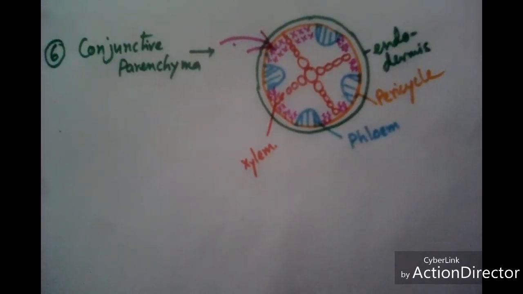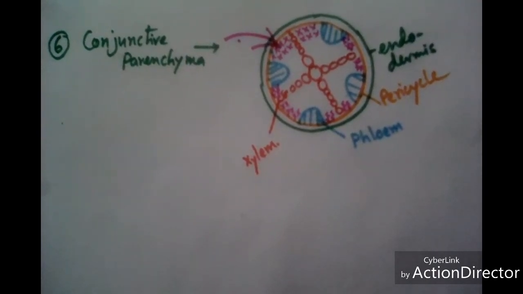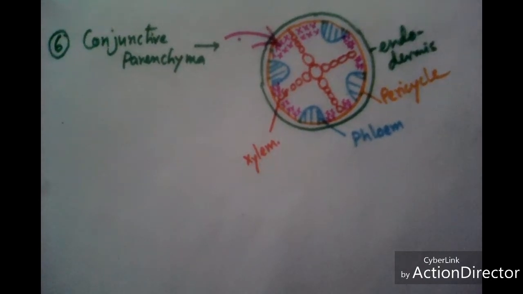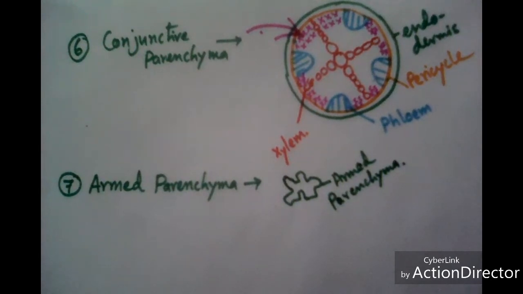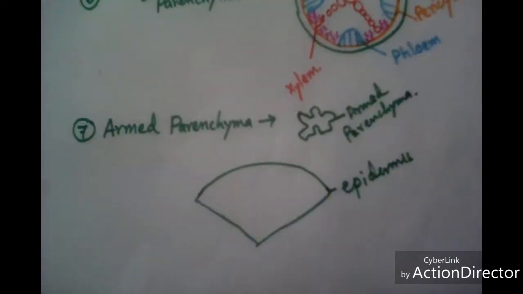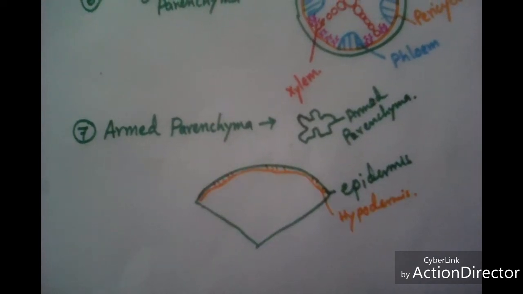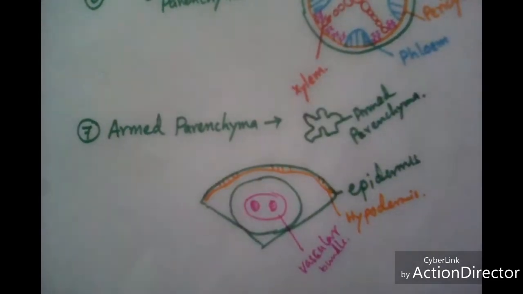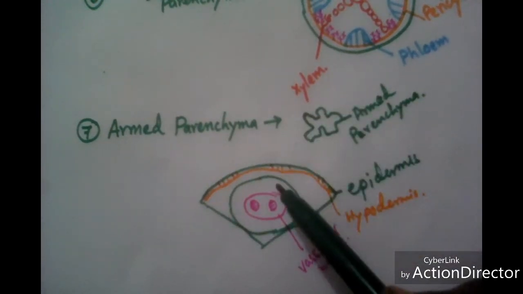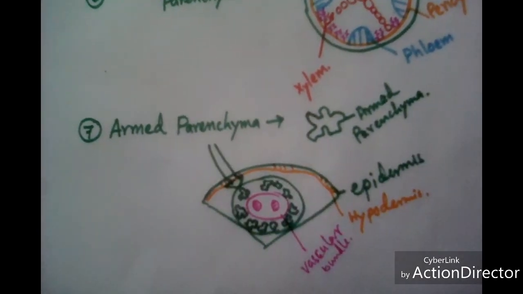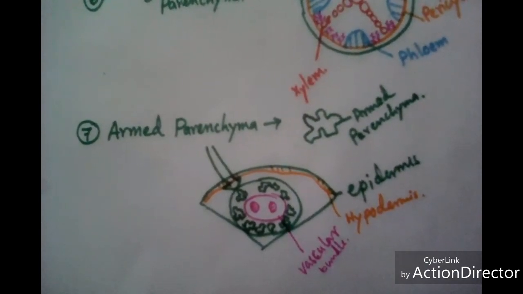Now another type of parenchymatous cell, armed parenchyma. When parenchyma contains arms, that means star-shaped parenchymatous cells, it is called arm parenchyma. This type of parenchyma is present in the mesophyll cells of the pinus leaf. We know in the pinus leaf, this is the epidermis. After the epidermis, the hypodermis is present. At the center region, the vascular bundle is present. And next to the vascular bundle, the mesophyll zone is present. Here, these arm parenchymatous cells are present. So this is the mesophyll zone of the pinus leaf. So these are all types of parenchymatous tissues according to their function.